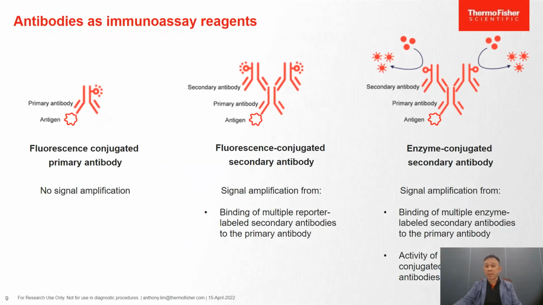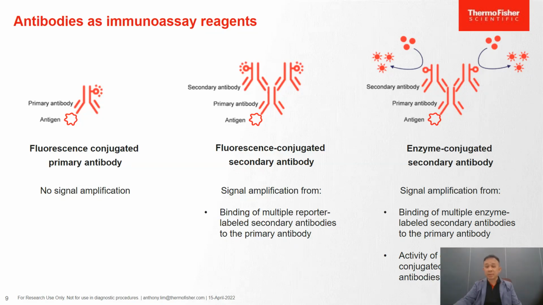The detection of antibodies can be done either by a direct method or an indirect detection method. Direct detection includes the use of a primary antibody that's directly conjugated to a label, for example, a fluorophore, and this can be used in flow cytometry techniques, which is shown in the figure here.